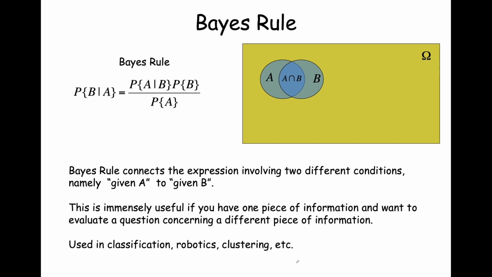We said that a conditional probability allows you to consider how chances change in light of new information. You can also scenario test what happens if I got this type of new information. This Bayes' rule connects two different expressions involving different conditions, namely this idea of given A to given B. And this is very useful in cases where you have one piece of information, but you want to evaluate a probabilistic question concerning a different piece of information where you don't really have that different piece of information. Now, this is used all over machine learning and classification, robotic clustering, all sorts of applications.